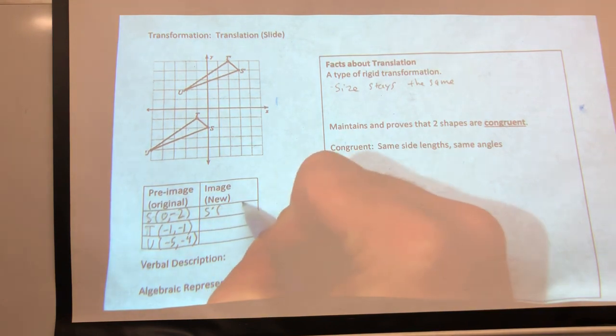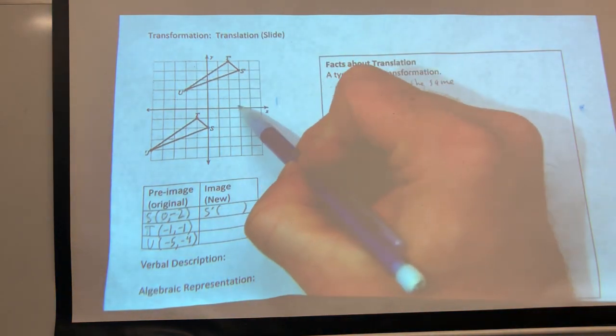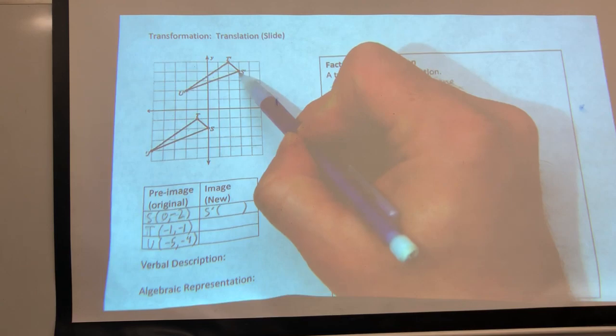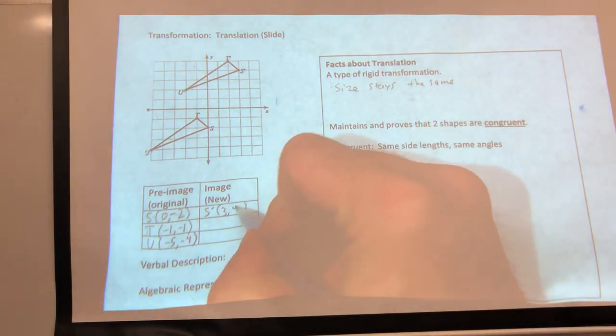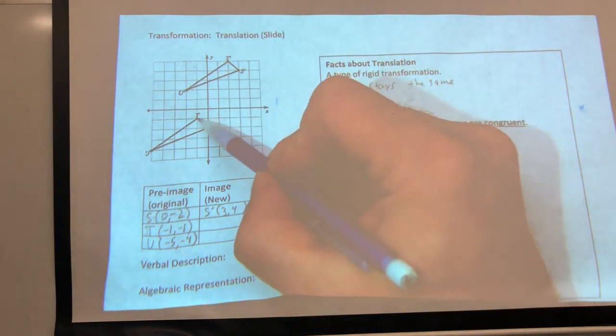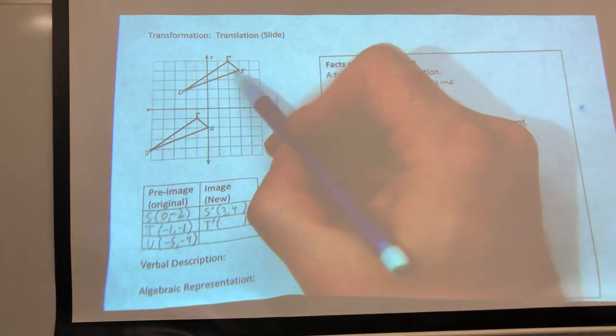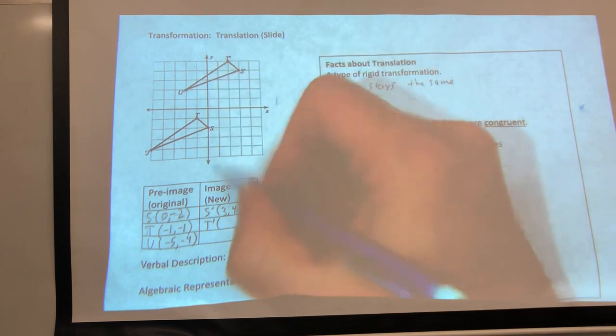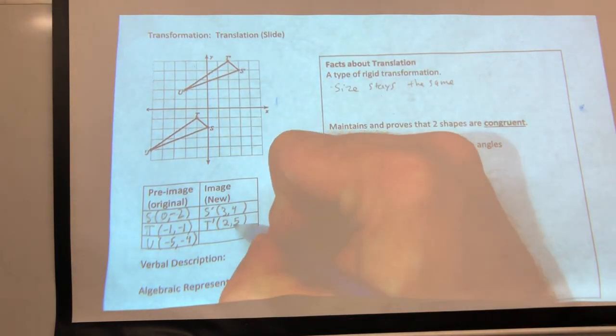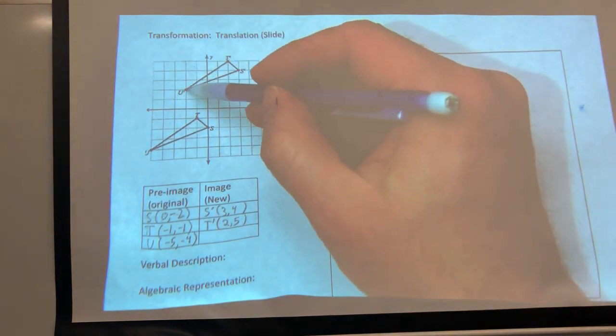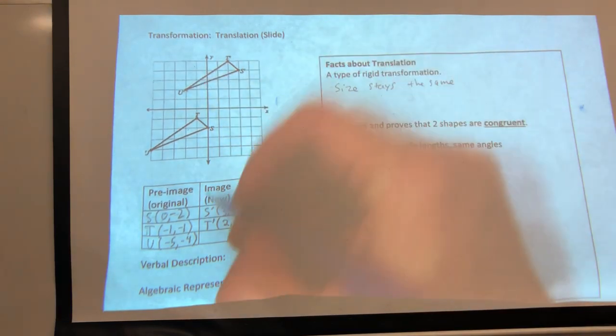So S prime is 3, 4, and T prime is 2, 5, and U prime is -2, 2.